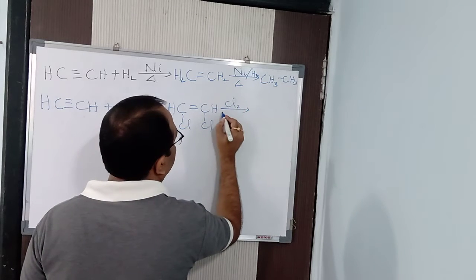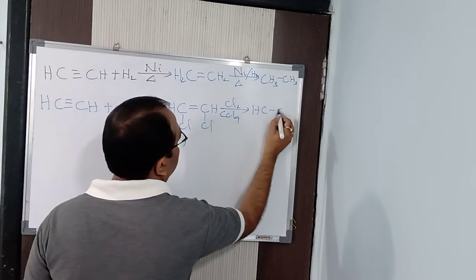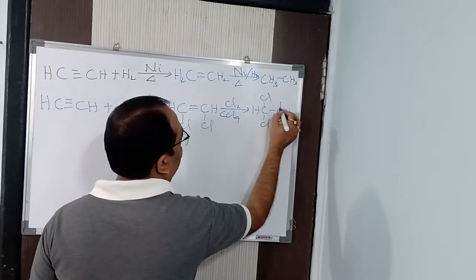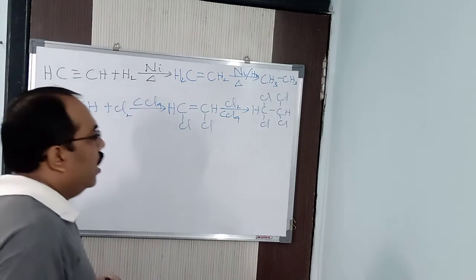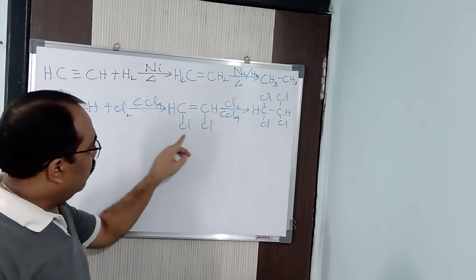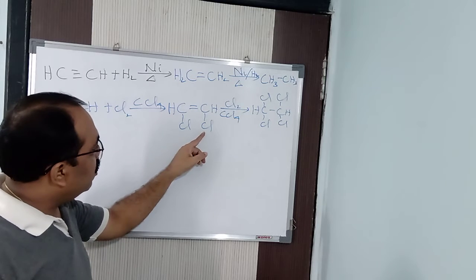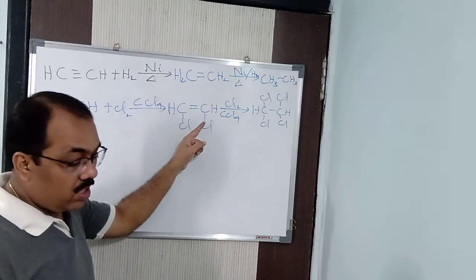Again it reacts with Cl2 and CCl4. What will happen? That is HC single bond CH, with two chlorines here and two chlorines here. What is the name of this compound? This compound we will say first, 1,2 dichloroethene, double bond.